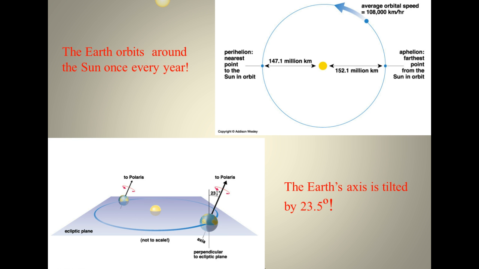Also in your notes, write that the Earth's axis points toward Polaris. Also write that Polaris is called the North Star, and we'll talk a lot more about that later in this class.